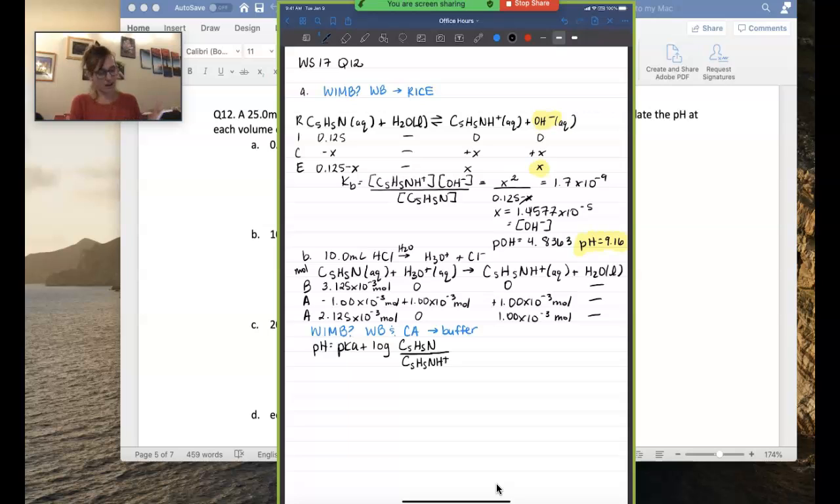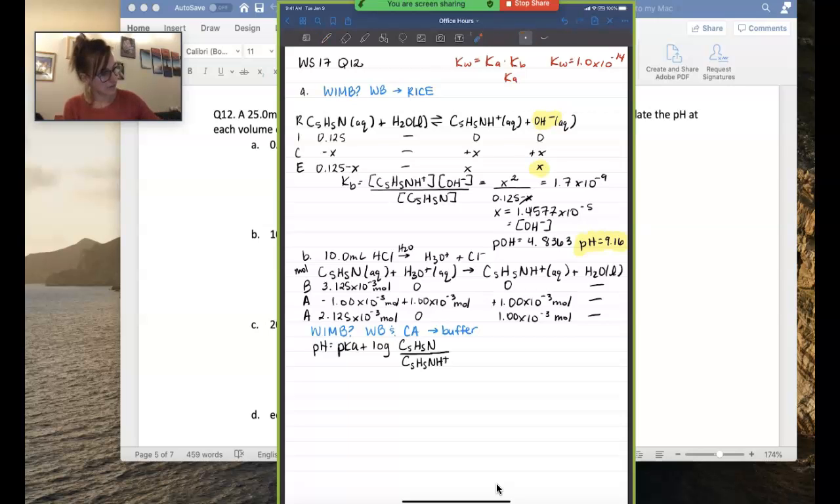Now we need to figure out the pKa. Well, the pKa comes from the Ka, so I'll write this up top here. We have the Kb already. We know Kw is equal to Ka times Kb. Kw is 1 times 10 to the negative 14th at 25 degrees Celsius. So if you have one, like if you have Kb, then you can solve for Ka.